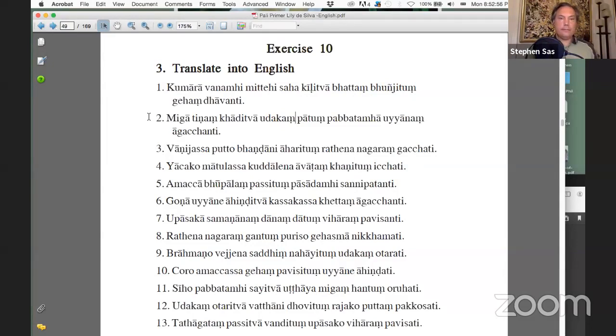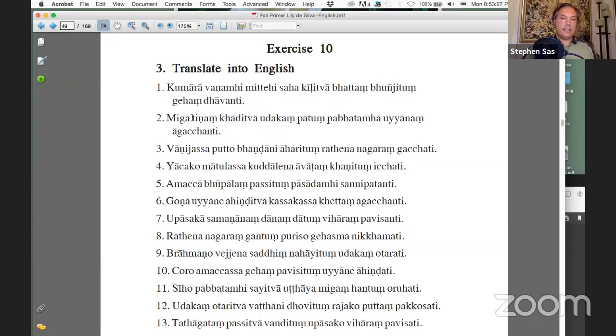Number 2. Miga tinang kaditva udakang patung pabatamha oyanang agachanti. Quite a mouthful. So here, our subject are deer, plural, miga. So that's our nominative plural, long A ending, right? And we scan, immediately come up to our absolutive, kaditva, having eaten.